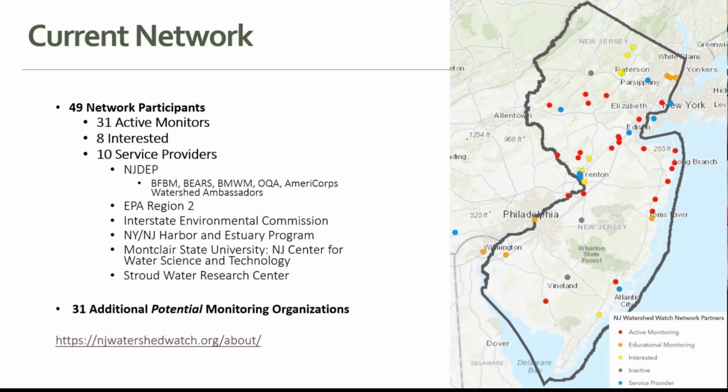So Erin had surveyed the different organizations throughout the state to identify what monitoring groups are out there. And I believe soon she will be updating this inventory. But the first version of the map, which is on the Watershed Watch Network website, shows that there are 31 active monitoring groups, 8 more that might be interested in developing monitoring programs, and then 10 service providers. So for example, in DEP, we provide training, and EPA provides equipment loan program, and some of the other groups also provide either technical assistance or sometimes sample monitoring assistance.